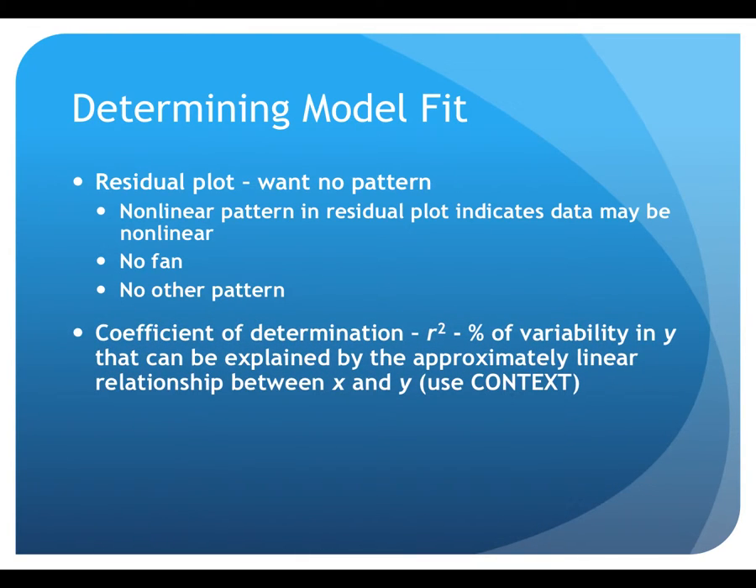Besides that, you're also going to look at the coefficient of determination, which is r squared. This is that sentence that I told you to memorize. It's the percent of variability in y that can be explained by the approximately linear relationship between x and y.